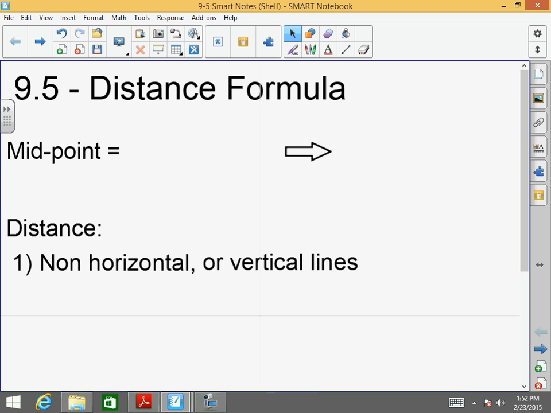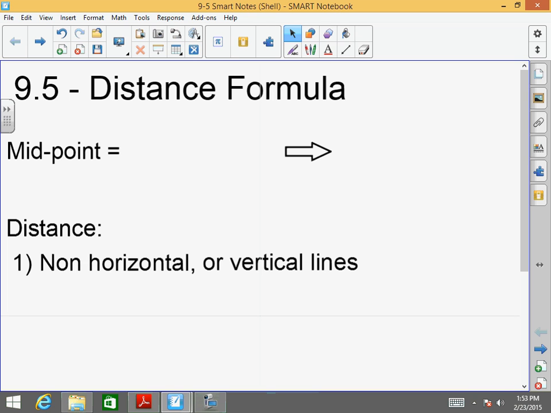Welcome back to Mr. Morrow's Honors Geometry class. Today we're going to talk about the distance formula. And before we talk about the distance formula, I'm going to remind you about the midpoint formula. Remember that the midpoint is a point on a segment that divides that segment into two perfect halves, hence the midpoint.